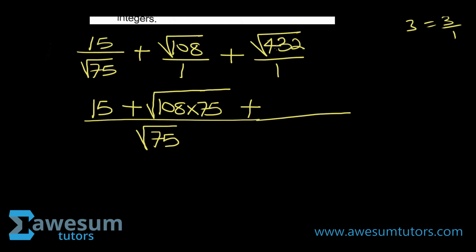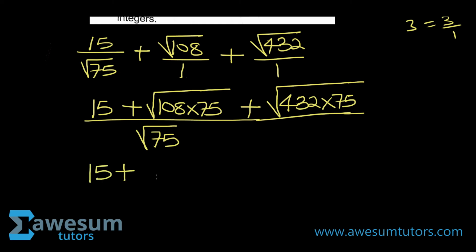Now root 75 times root 432, that's the square root of 432 times 75. Then you're going to do the same thing, put everything in that square root. Okay, very good, guys. Now let us multiply out those numbers in the square root. So I'll have 15 plus the square root of 108 times 75, that's going to give you 8100.